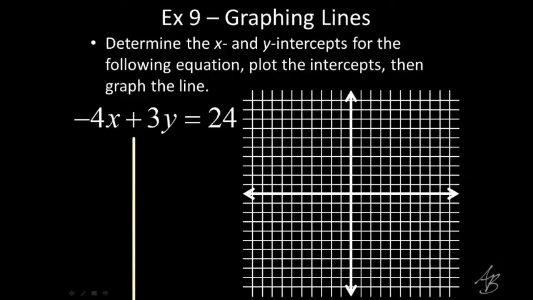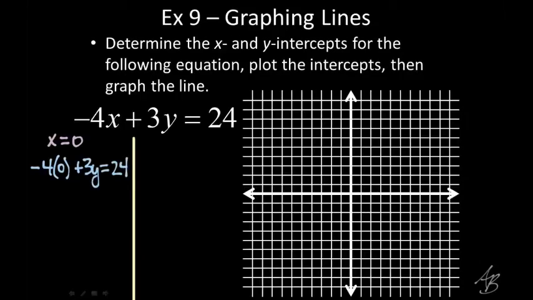And on one side we're going to, which one do you guys want to do first? X equals 0 or y equals 0? X. Does it really matter which one we do first? No, it doesn't matter. So we'll start with x equals 0. And for x equals 0, what's the equation going to look like? -4 times 0 plus 3y equals 24.